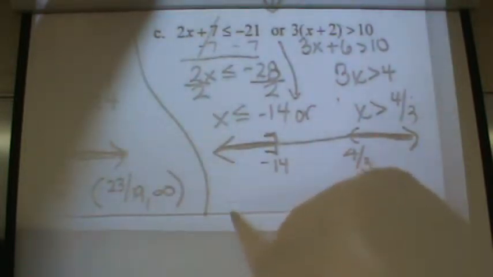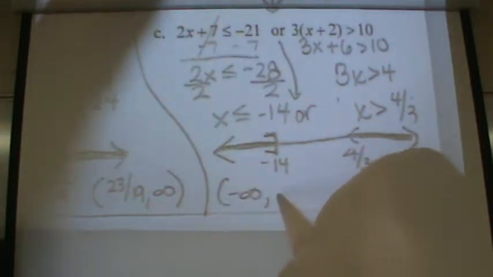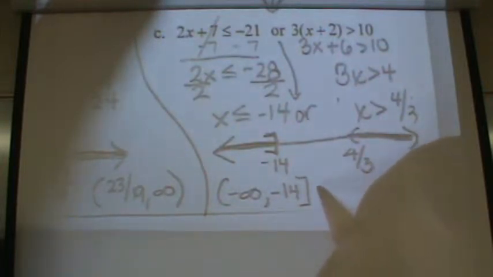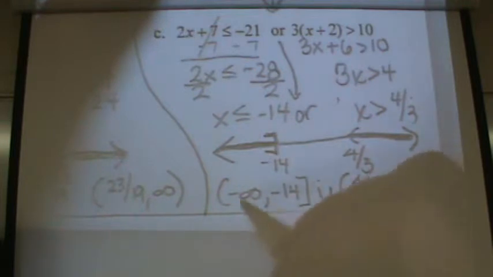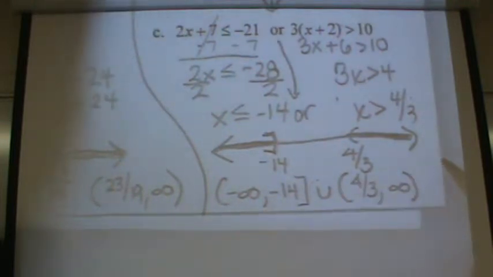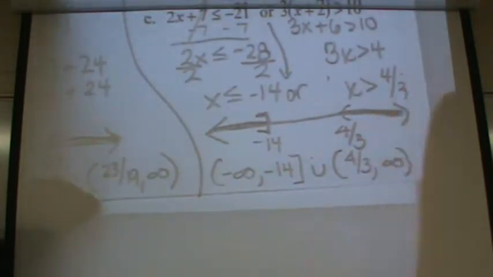What would you write? Negative infinity, comma, negative 14 with the bracket, union, 4/3, infinity with parentheses. We always use parentheses with infinity. Remember that? Did you put the union? That's what you're doing, because there's a break there. It's this and that.